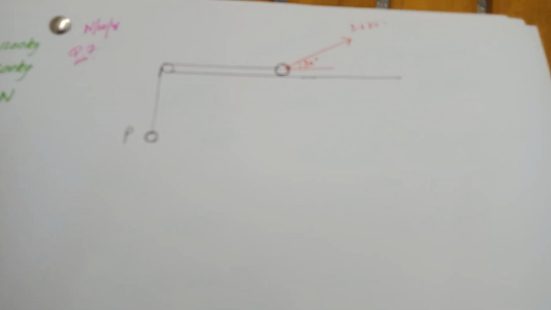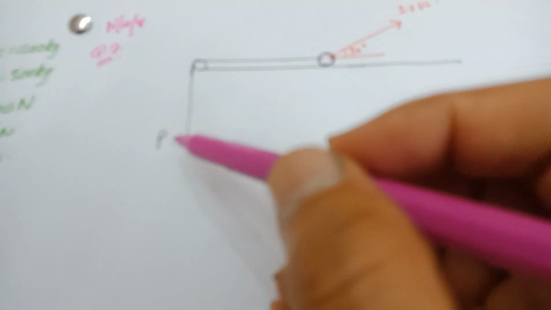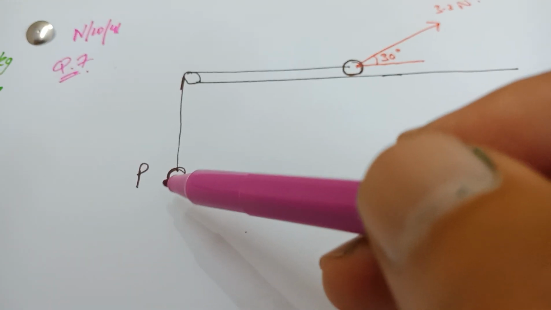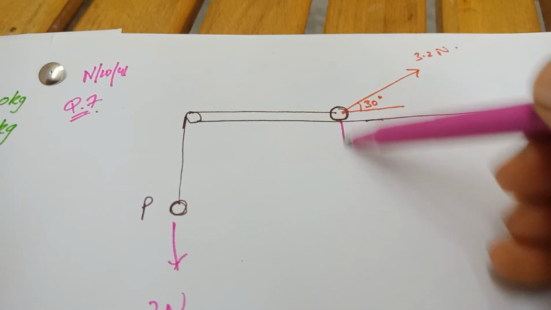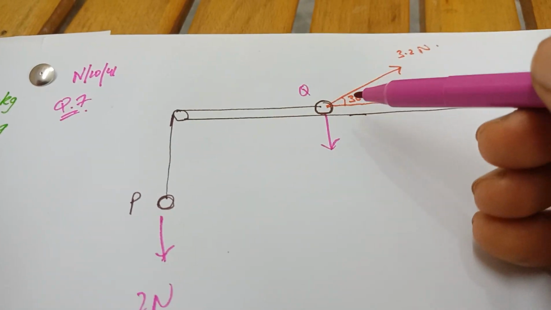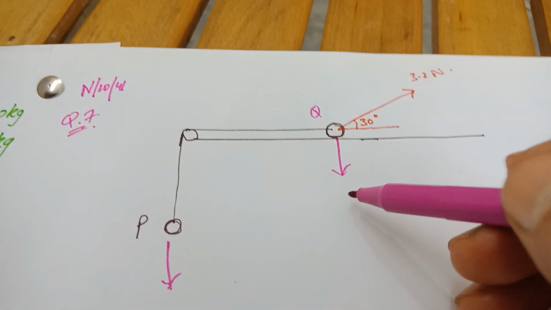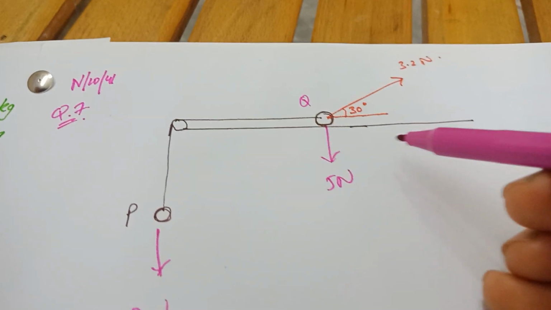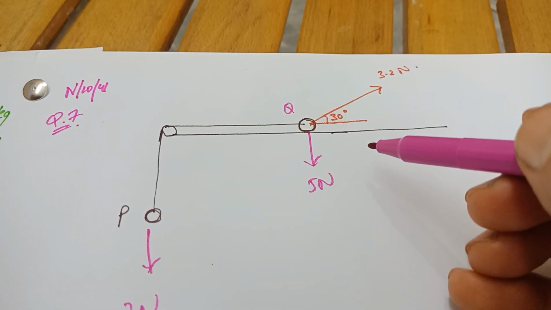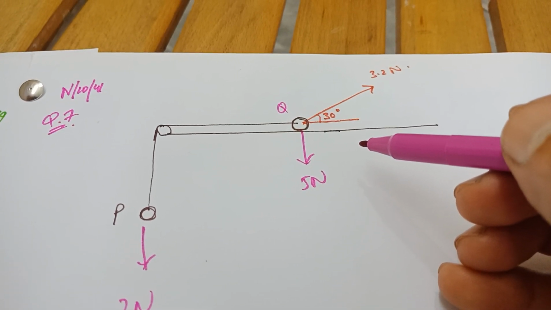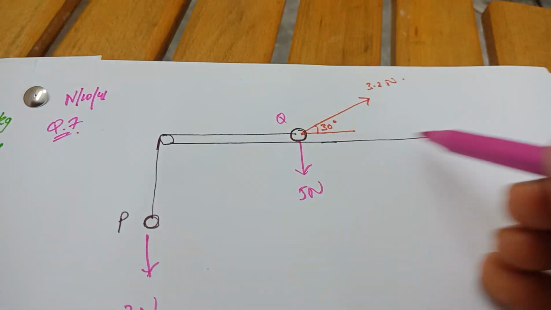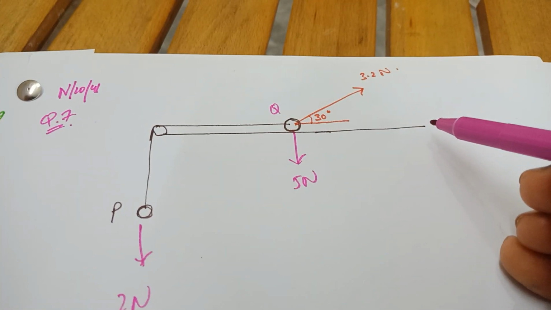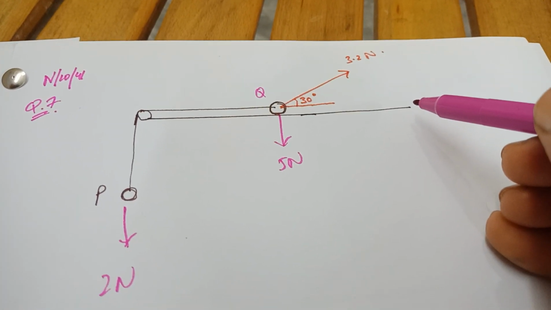Now let me read the statement. It says the particles P and Q, of mass 0.2 kg, so I'm going to right away show its weight as 2 newtons, and this is the Q over here, its mass is 0.5 kg, so this is going to be 5 newtons, are connected by a light inextensible string. The string passes over a smooth pulley at the edge of a rough horizontal table. So this table is horizontal, this is a rough horizontal surface over here.